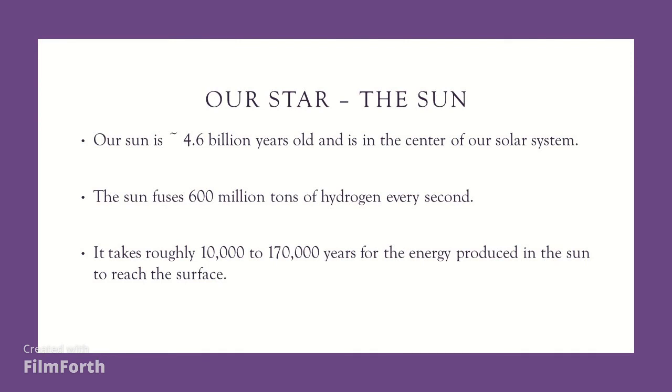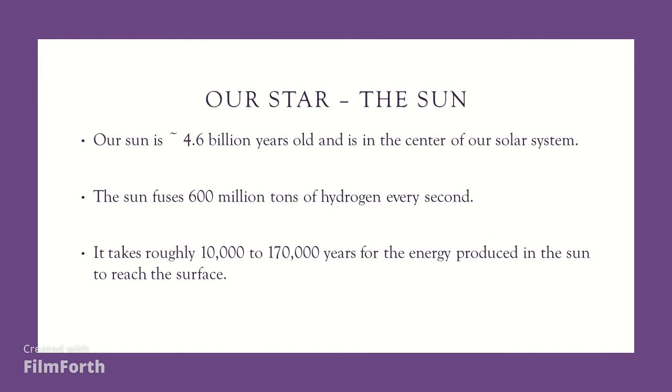Now let's talk about our star, the center of our solar system, the sun. All right, so the sun, right, center of our solar system, it provides all the energy to our solar system and to our planet. And that's because the sun can fuse 600 million tons of hydrogen every second. That's a lot of gas. And it takes roughly 10,000 to 170,000 years for that energy produced in the sun to reach the surface of the sun. So it takes a long time for that energy created in the center to get to the outside.